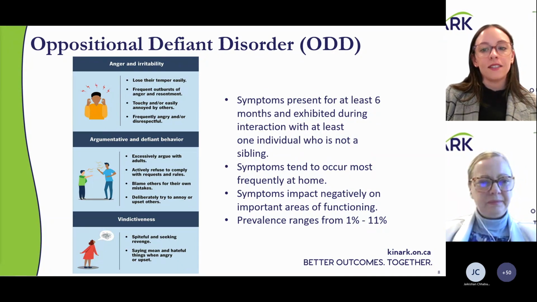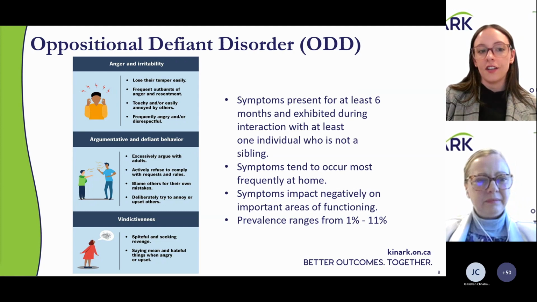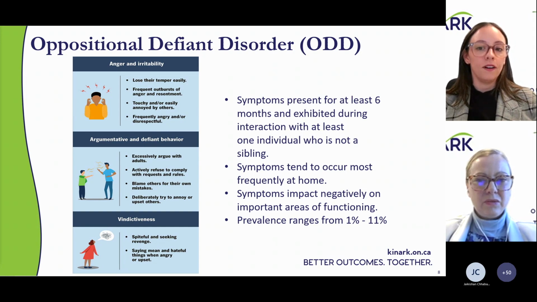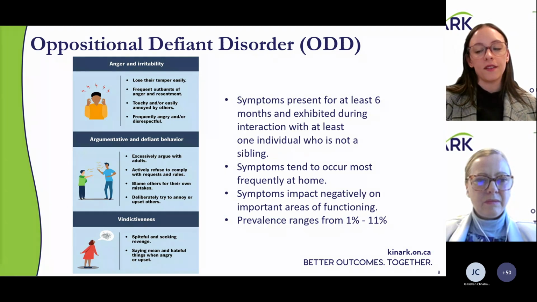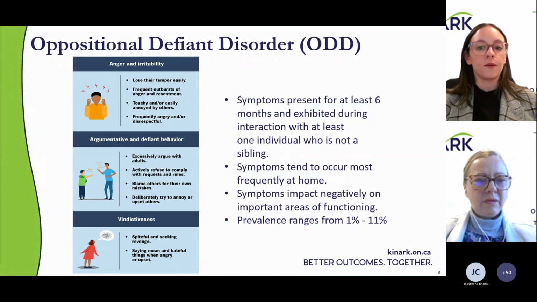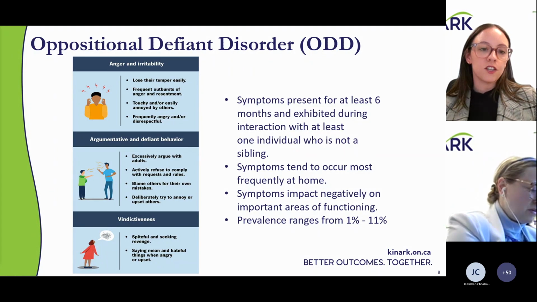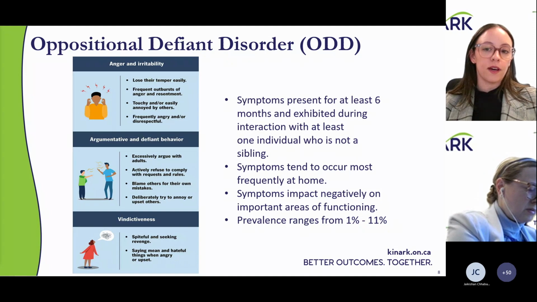Again, many of these symptoms also occur in children and youth without oppositional defiant disorder. We know that children and teens disobey, they argue with parents, they defy authority, and that's completely typical and what we would see in normal development. But in those with ODD, these symptoms tend to occur more often and interfere with things like learning, school adjustment, social relationships, functioning within the home environment, and can disrupt relationships with others.